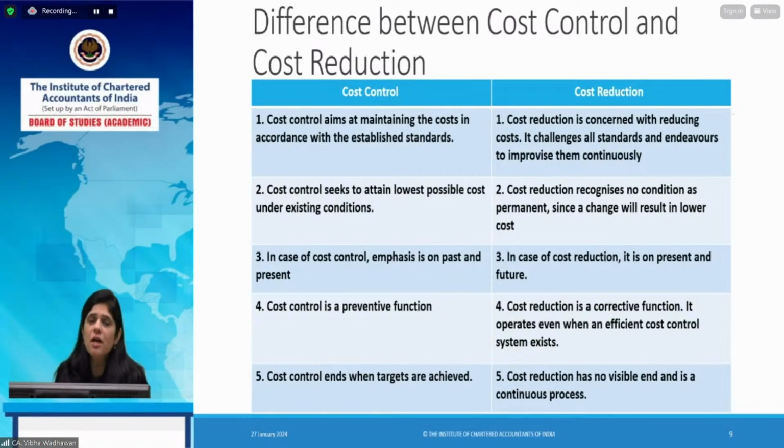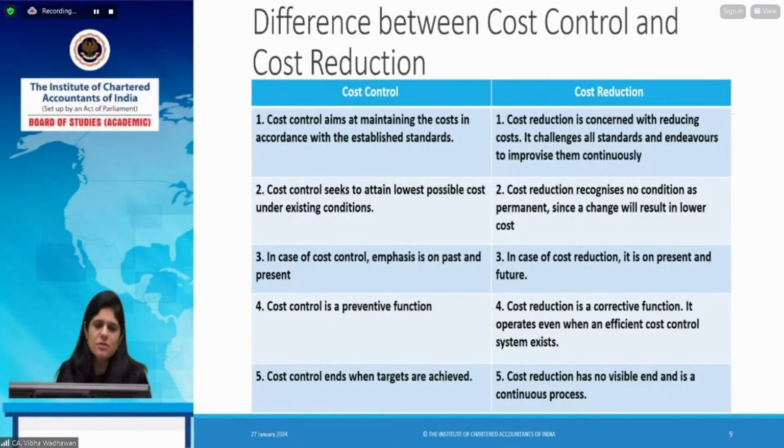Of course, without compromising the characteristics of the product. Clear? So cost control focuses on, and the target of cost control is, we have to achieve the standard set. We have to achieve the standard cost. We should not go beyond the standard cost. But cost reduction does not have those predetermined standards. It's a continuous strive for reduction in the cost, a permanent reduction in the unit cost.